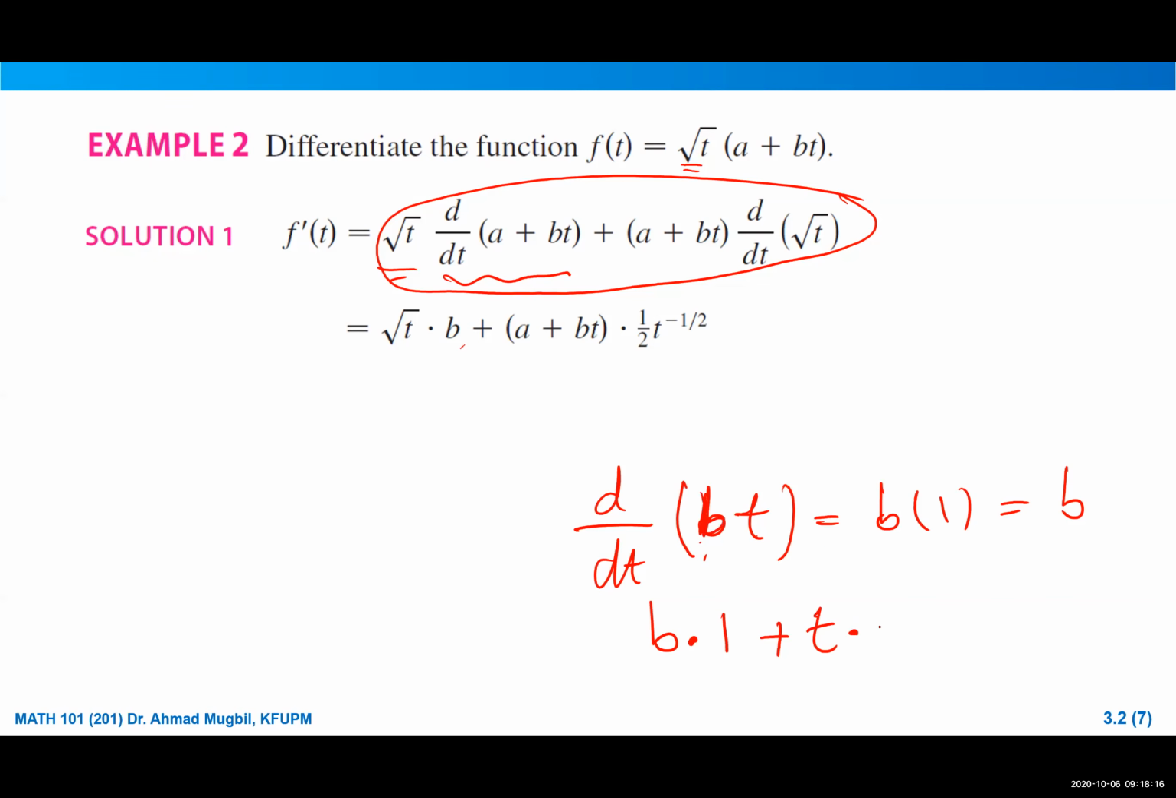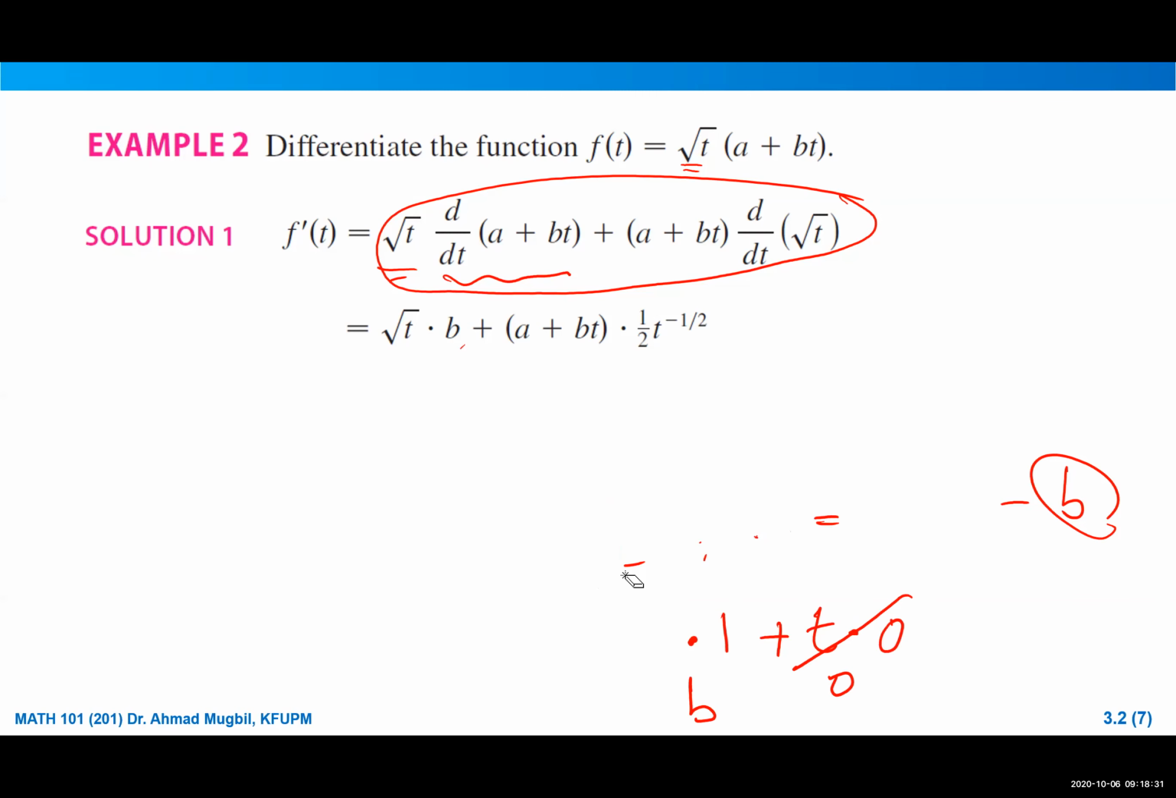What is the derivative of the constant? 0. So this will be 0 and this will be b, and you have b at the end. So you can look at it as a product, or it is easier to look at it using the constant multiple rule, as a constant multiple of another function. Now simplify your expression. The derivative of this is b.